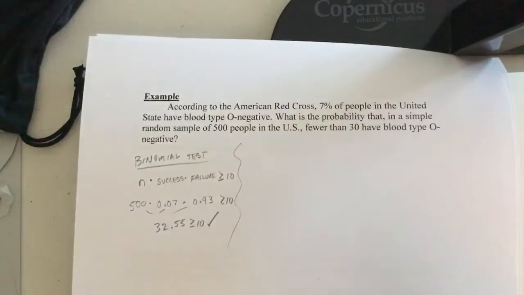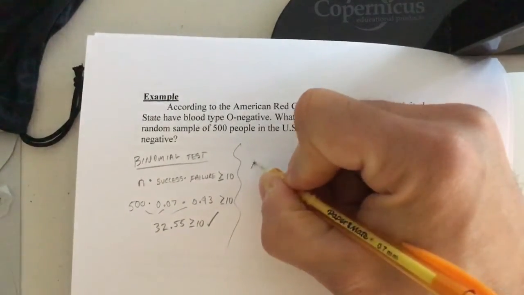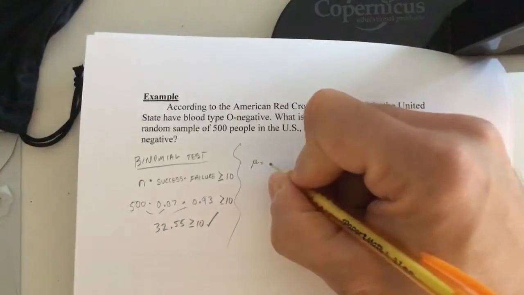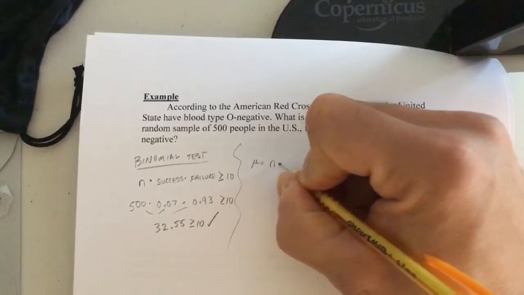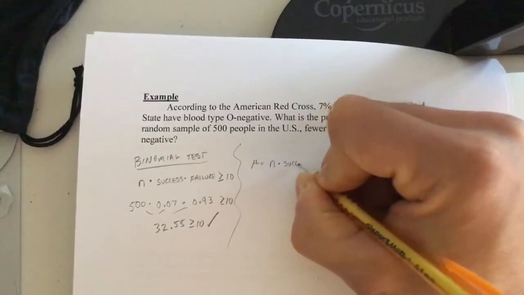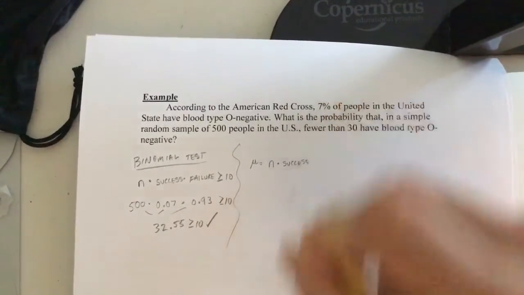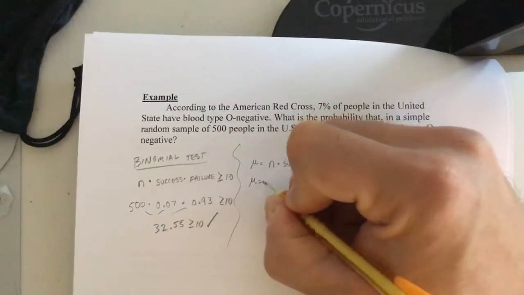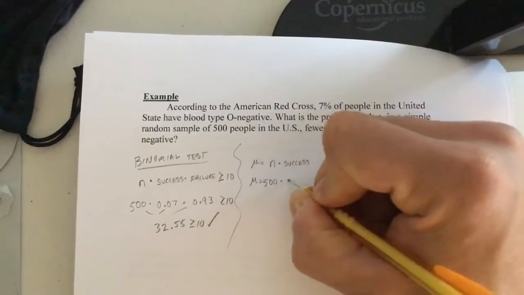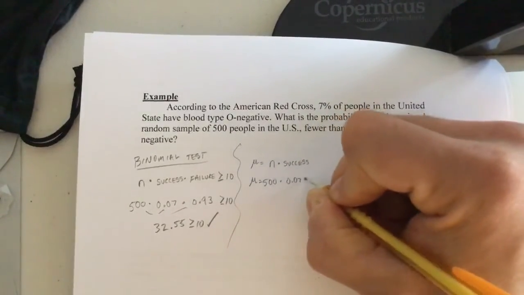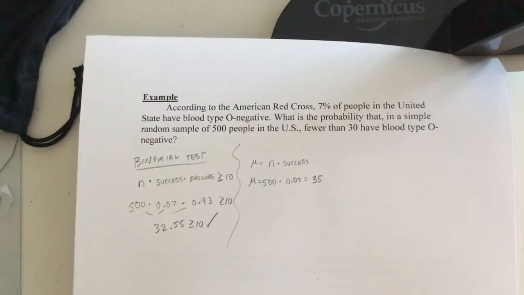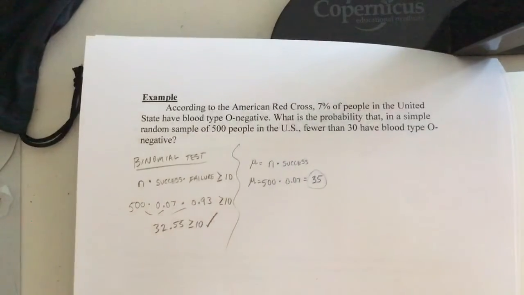We have to find our mean and we have to find our deviation. Well, our mean for a binomial is n times success. So a lot like what we did prior to. Well, that's going to give us 500 times 0.07. Or in this instance, it works out very nicely to 35. Okay, we're going to need that. That's a big idea here.